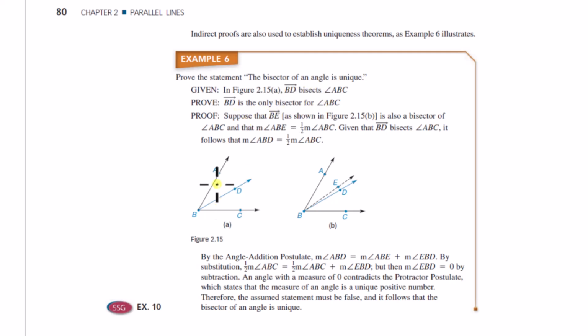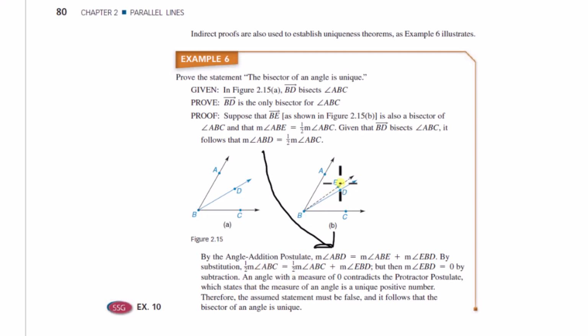So, okay, well, let's suppose that we have another ray BE that also bisects angle BAC. Obviously this can't be true, but let's see how they rationalize this. By the angle addition postulate, the measure of angle ABD is equal to the measure of angle ABE plus the measure of angle EBD. By substitution, 1/2 of the measure of angle ABC is equal to 1/2 the measure of angle ABC plus the measure of angle EBD. They're substituting this here for the measure of angle ABD. But then the measure of angle EBD would be 0. It has to be 0 in order for this equality to hold here.